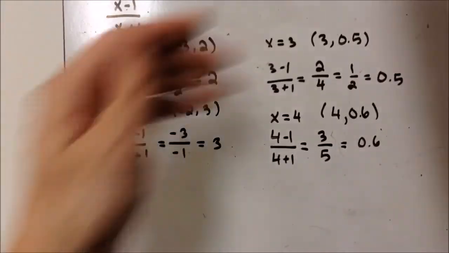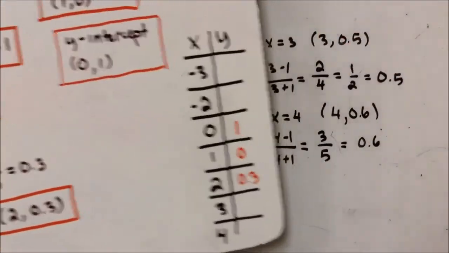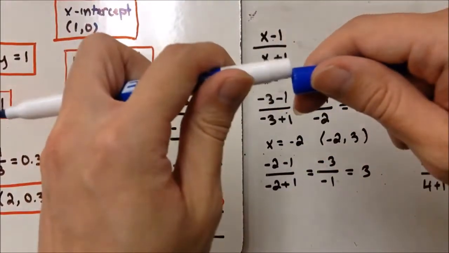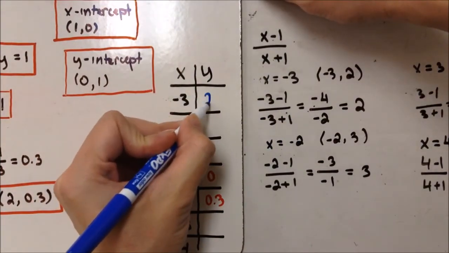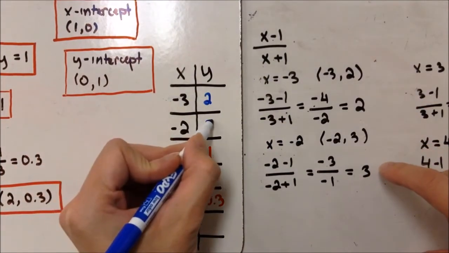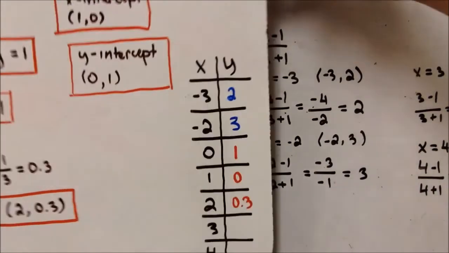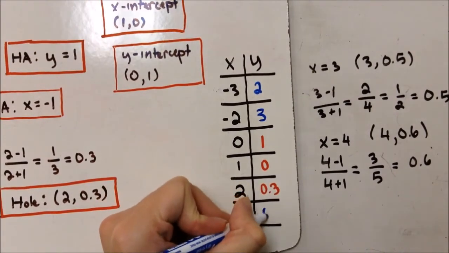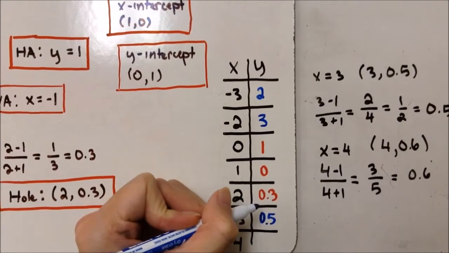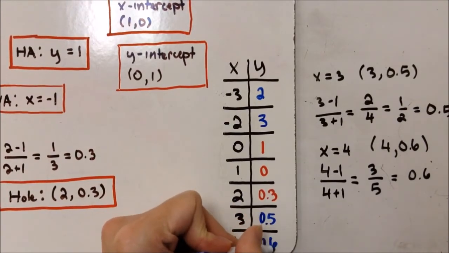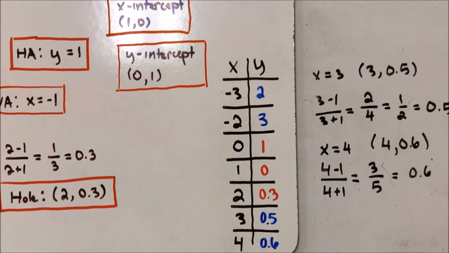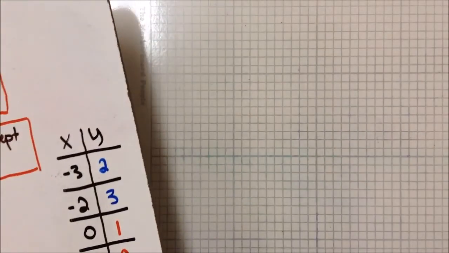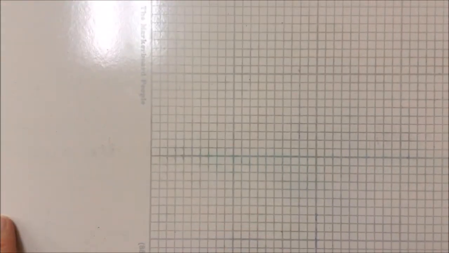Alright, so let's fill in our xy table. So at -3, it's 2. And then at -2, it's 3. And then at 3, it's 0.5. And then at 4, it's 0.6. Alright. We've got enough information to start graphing.